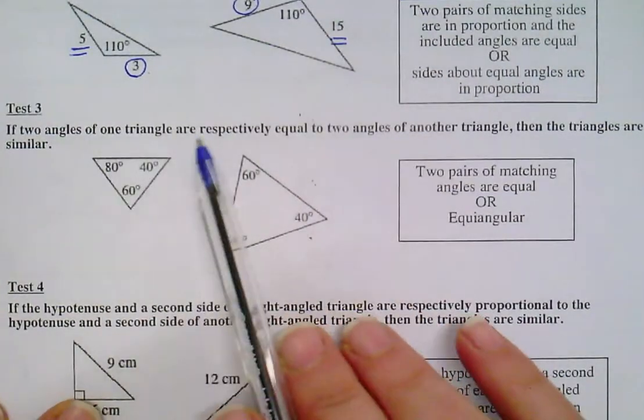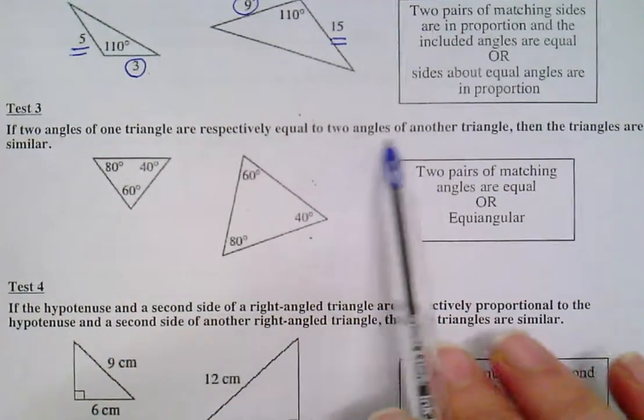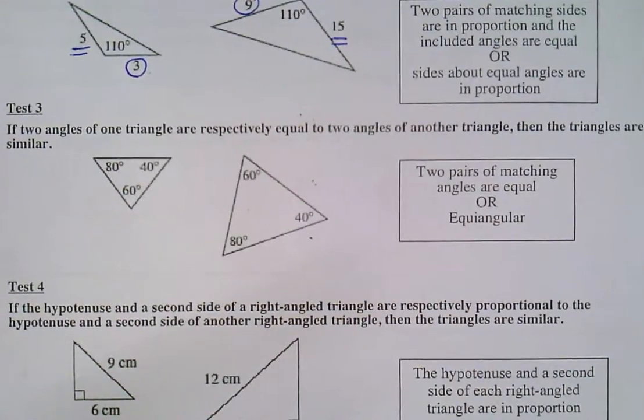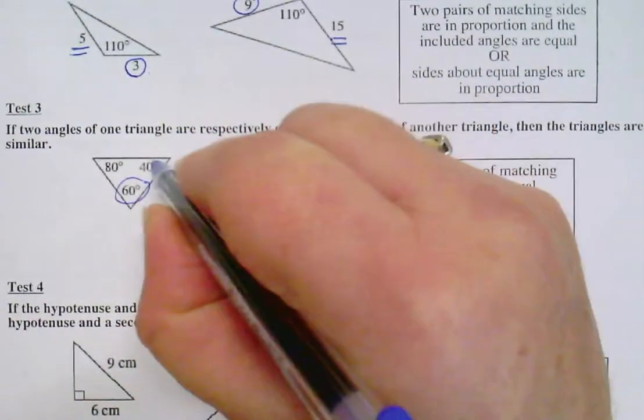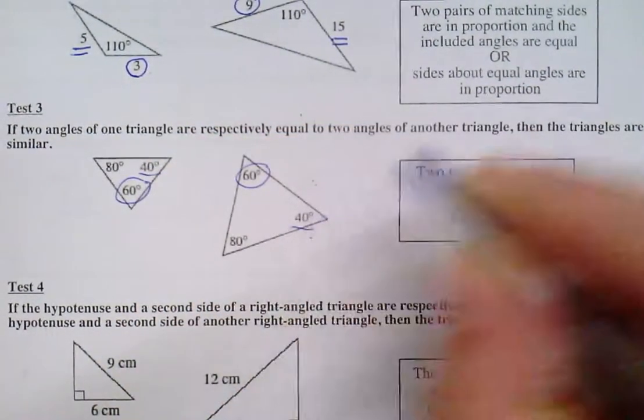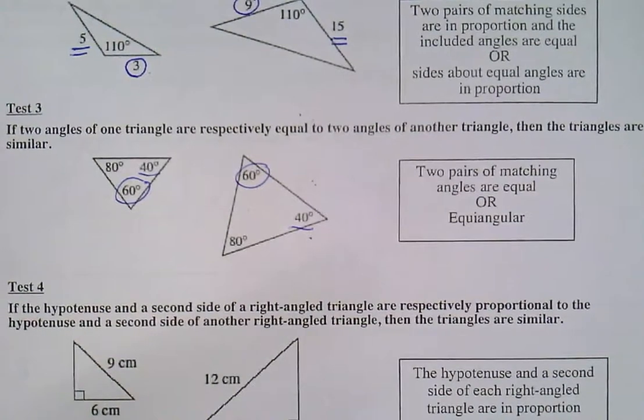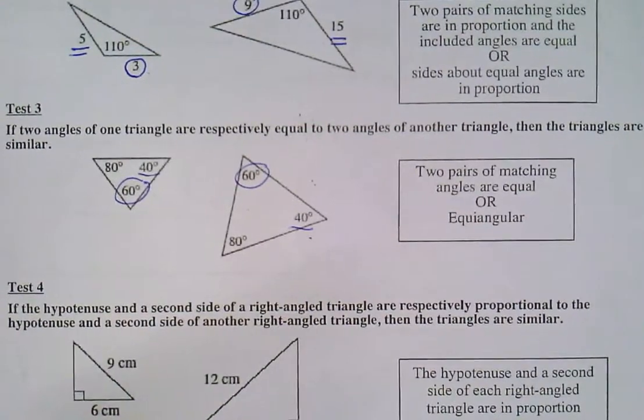If 2 angles of one triangle are respectively equal to 2 angles of another triangle, then the triangles are similar. Why am I only saying 2 angles? Let's say you've got the 60 and the 40. That adds up to 100. Doesn't the other one automatically equal 80 in both of them? That's why you don't need 3 angles. So the test number 3, it's like AAA, but we call it AA.